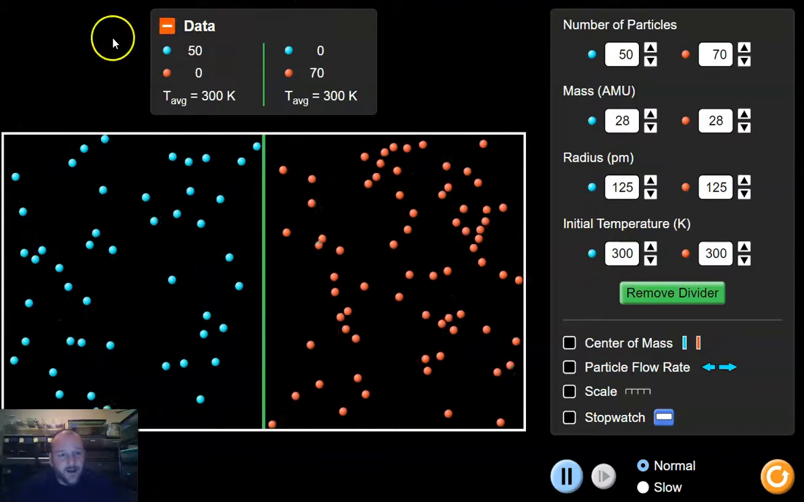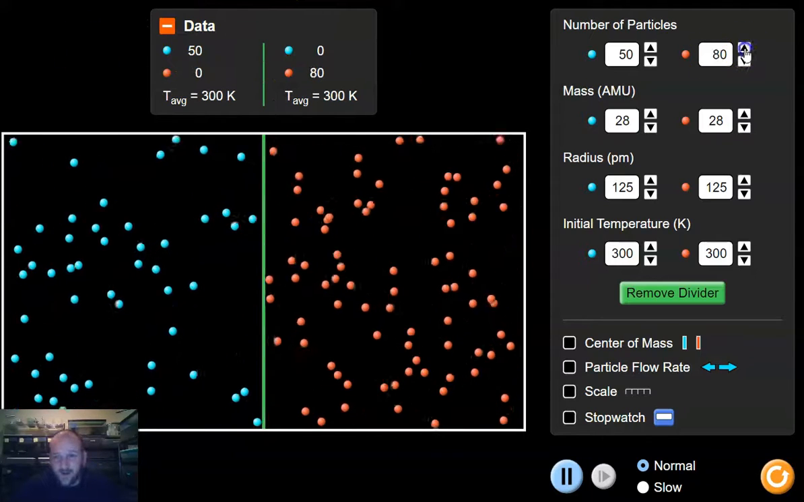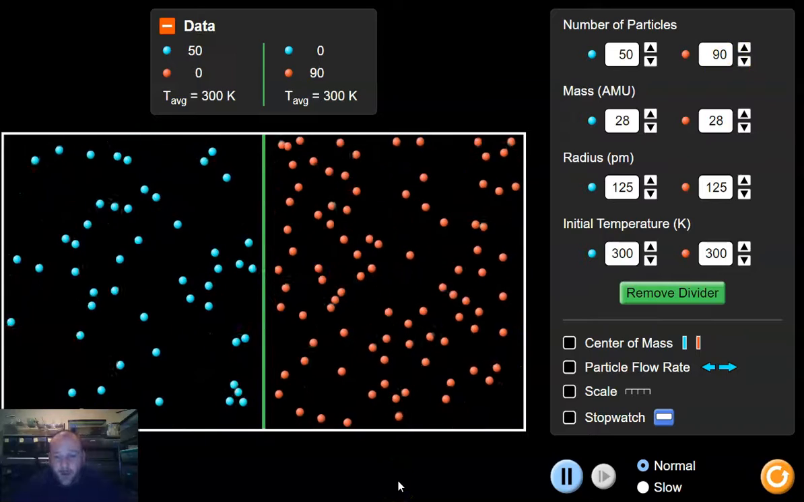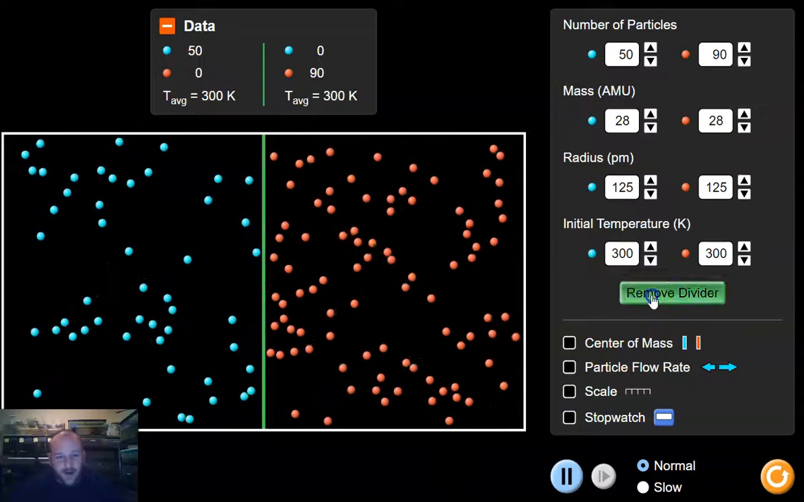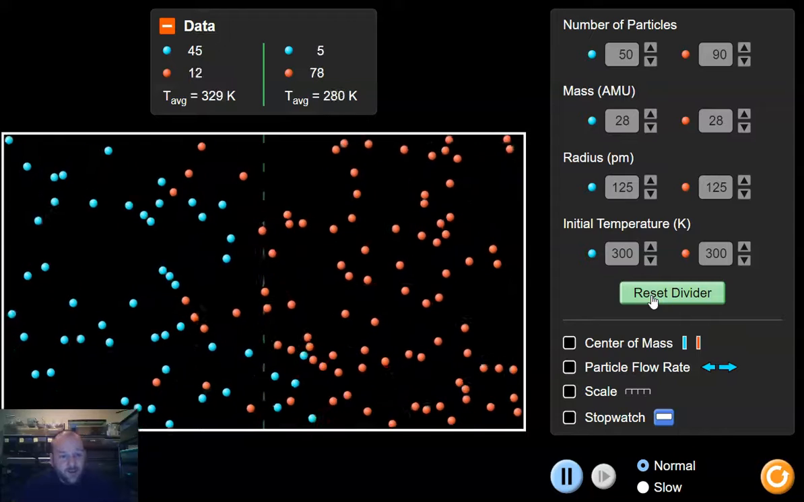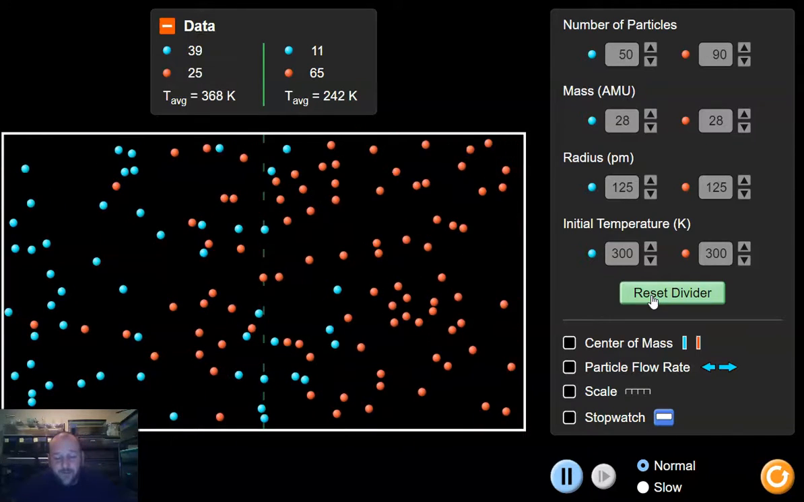And we'll get the data here. So right now we have 50 blue balls on one side. And let's make that a little more than 70. Now we have 90 on the other side. And so once we have it here, we can remove the divider and see what kind of movement we get. With the divider removed, we obviously see movement both directions, but a majority of the movement from the red to the blue. So this is good.